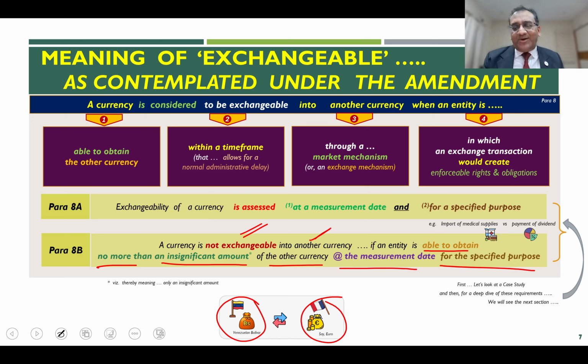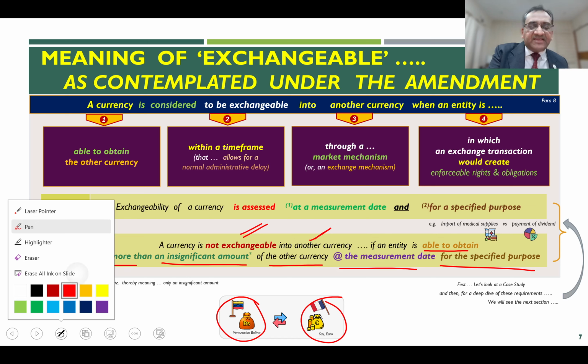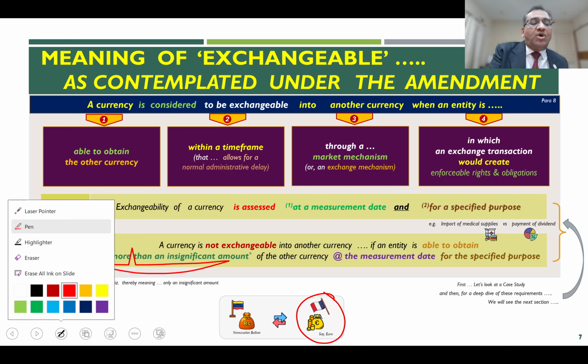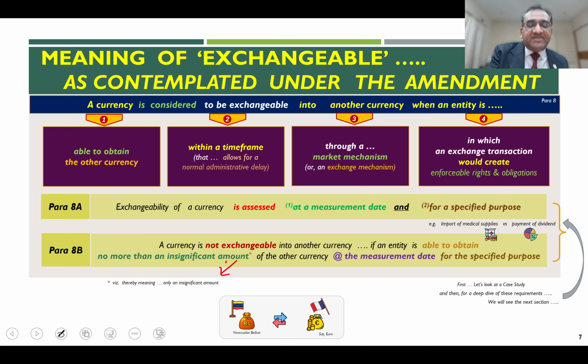There is a lot going on, a lot of parts and subparts. So if you try to relate this with the situation which we portrayed, from a European parent perspective, whether Bolivar is exchangeable into euro or not, in terms of paragraph 8b, should be assessed by looking at whether the currency is exchangeable if the entity is able to obtain no more than an insignificant amount. Now, no more than an insignificant simply means basically only an insignificant amount.